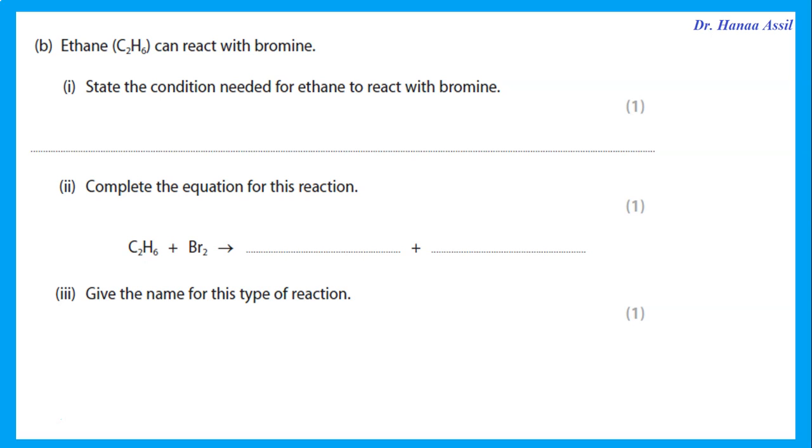Ethane can react with bromine. Remember, we have reaction of alkanes with bromine or halogens in general, bromine or chlorine. For an alkane reacting with halogen, what are the conditions? We said this alkane is not a very reactive molecule, so we need ultraviolet light or UV light to start the reaction or to make it faster. So we said this is an example of a photochemical reaction.